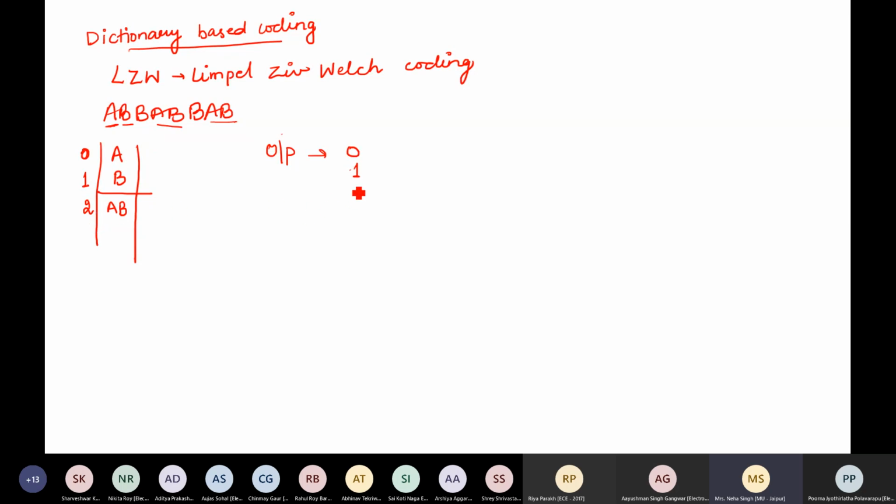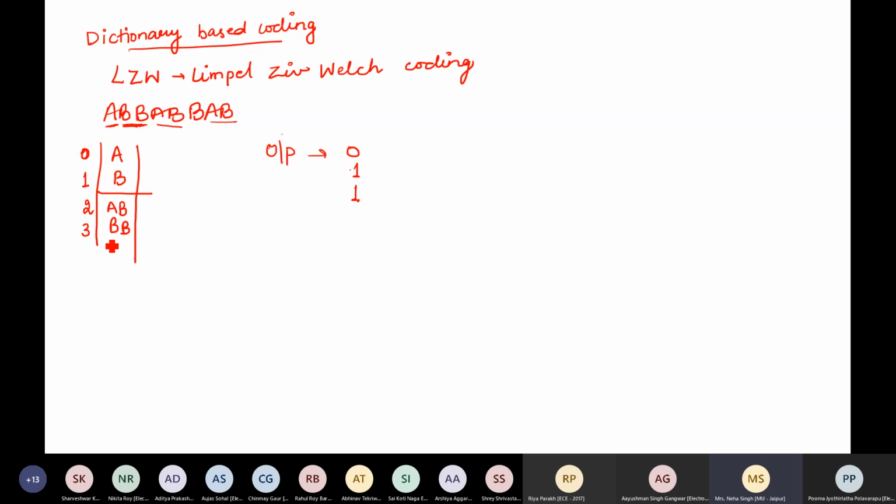right? So now comes the third alphabet. The third alphabet is B. I look for the code of B in my dictionary. B is 1. So I will transmit 1 again, but at the same time I will add a new symbol which says that in future if B follows B, simply give out the code as 3, right?